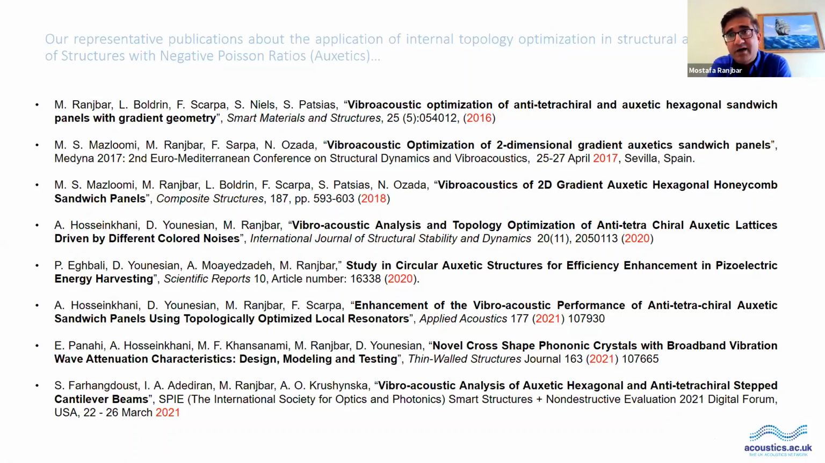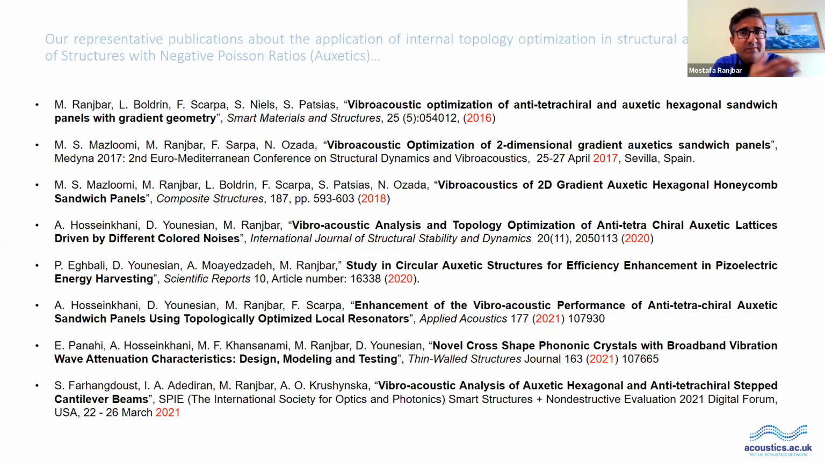I had the idea that by using topology optimization, we can affect the vibro-acoustic performance of the structure. That was the beginning of a long research collaboration with Professor Fabrizio Scarpa, because he introduced the field of auxetics to me and told me that by changing the auxetic geometry, we can also change the noise radiation. So we immersed ourselves in this field and we published a lot. A couple of my PhD students graduated, and several master students graduated.